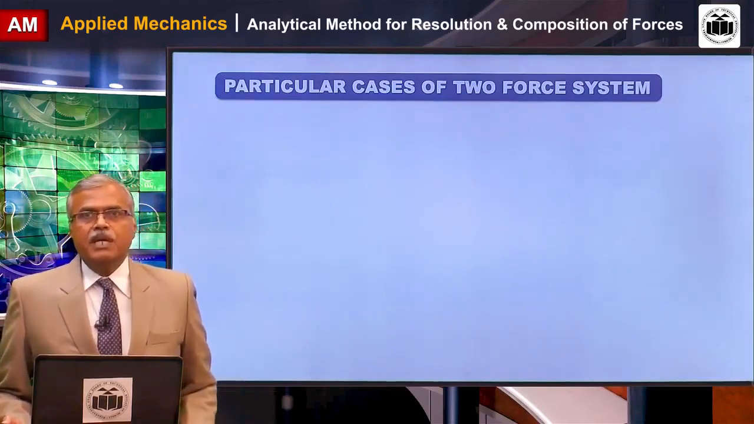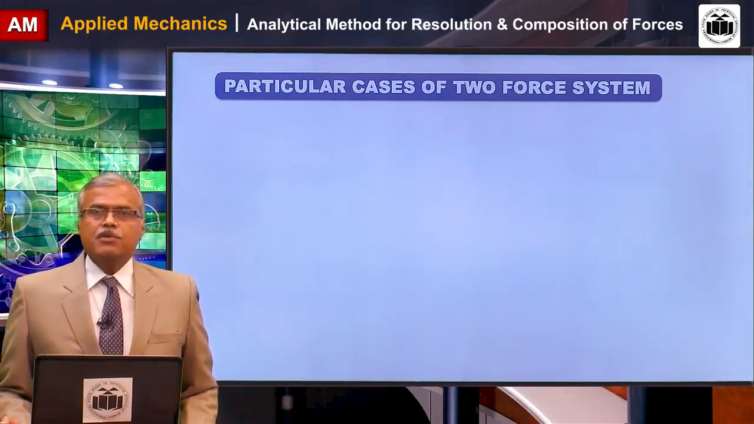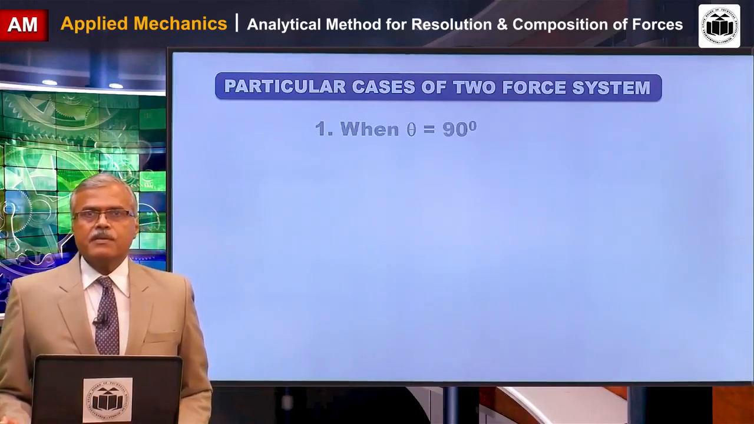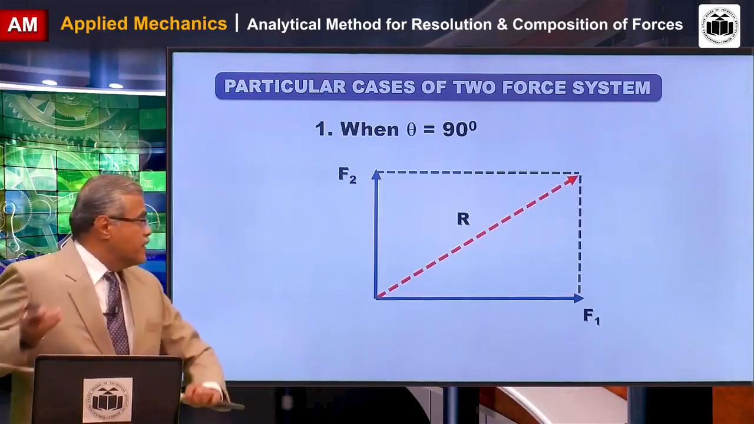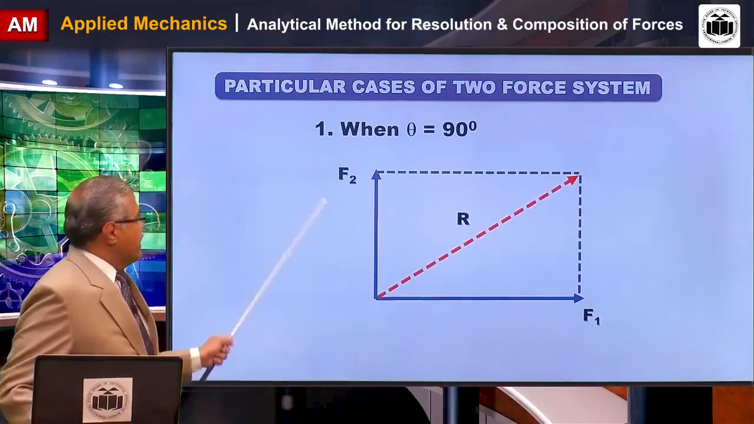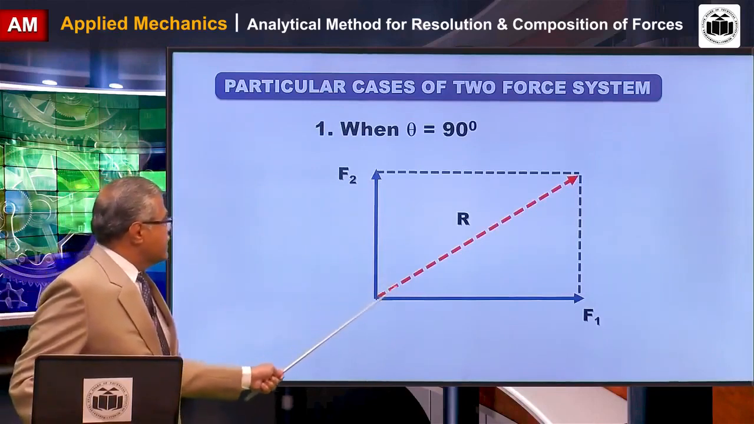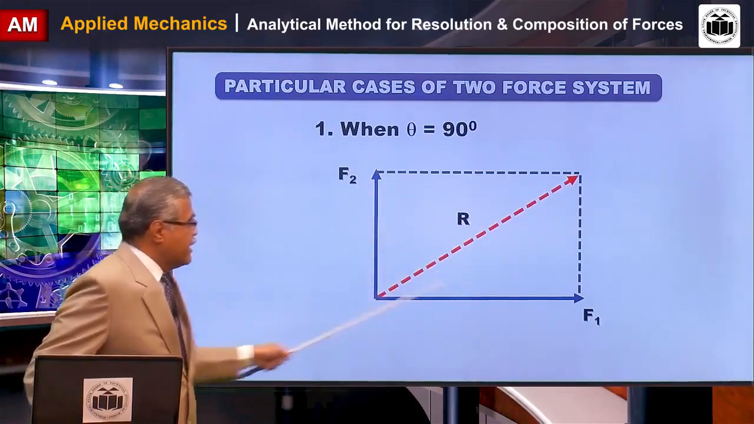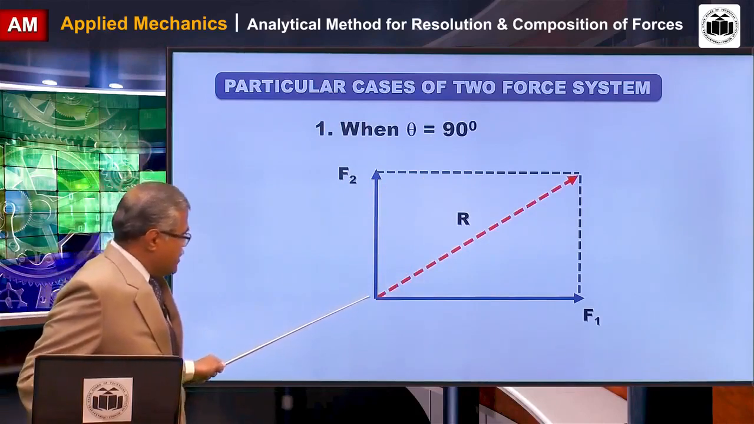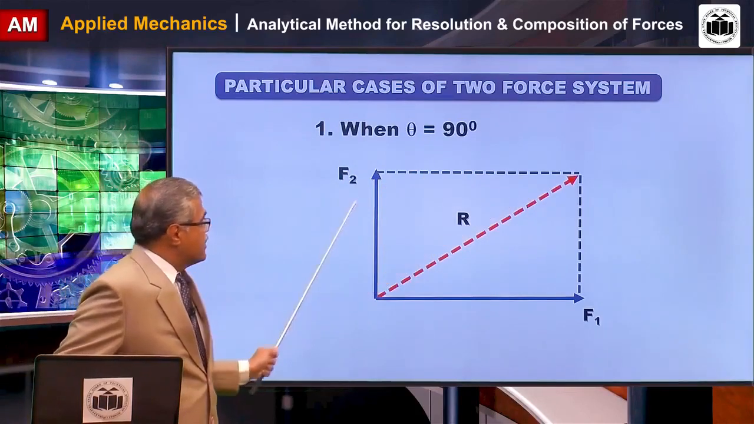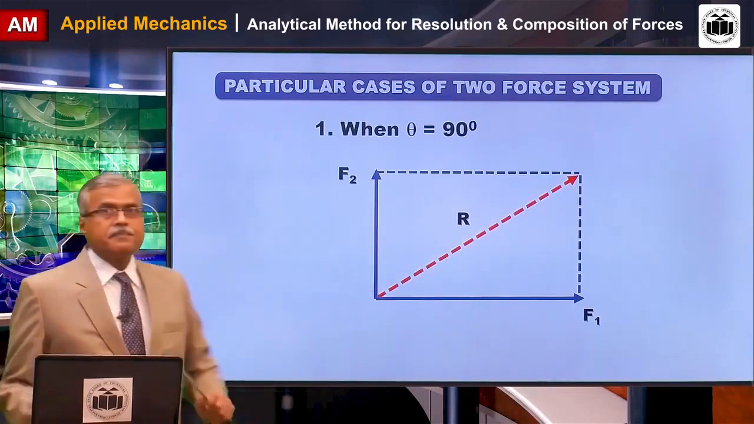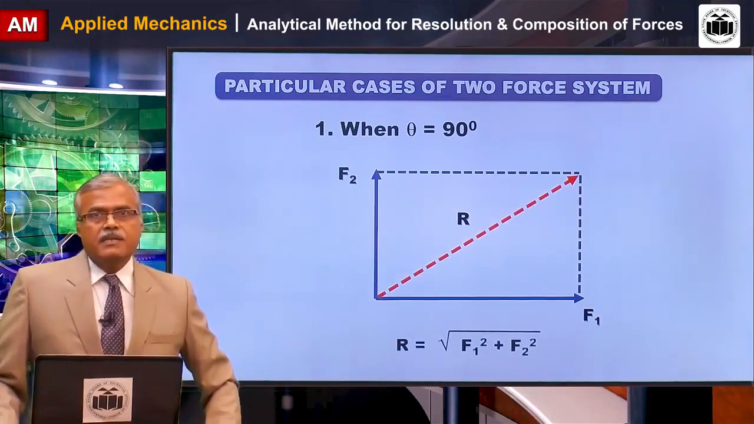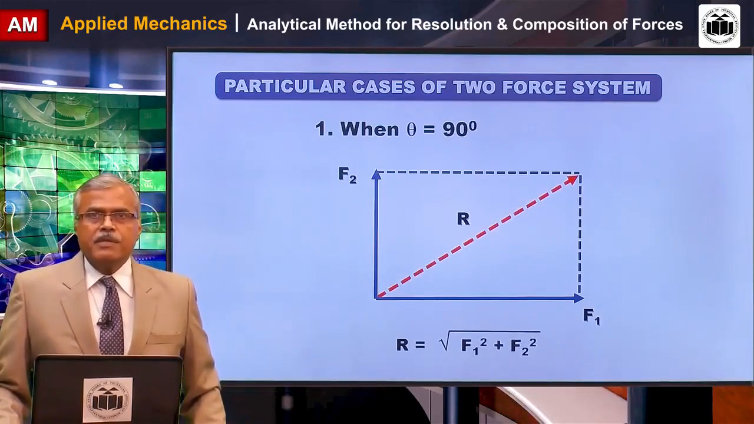Then we can have particular cases of the two-force system. Particular cases means whatever the angle theta between the two forces, if we change that angle, we can have particular cases. The first case is when the angle between F1 and F2 is 90 degrees, theta equal to 90 degrees. In that case, the parallelogram becomes a rectangle, and in that rectangle, the diagonal is the resultant of these two forces F1 and F2. R is equal to the square root of F1 square plus F2 square.